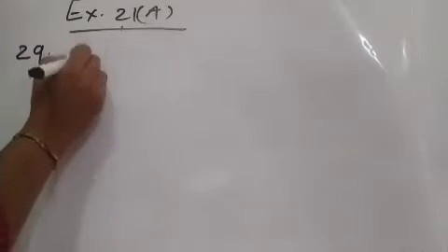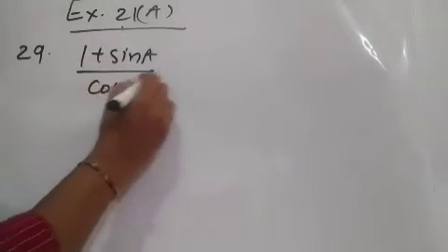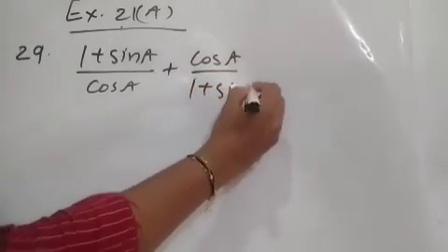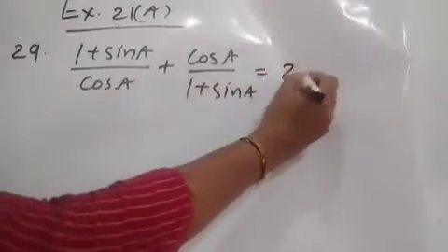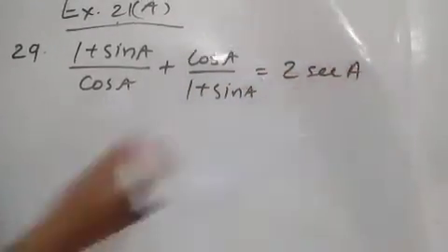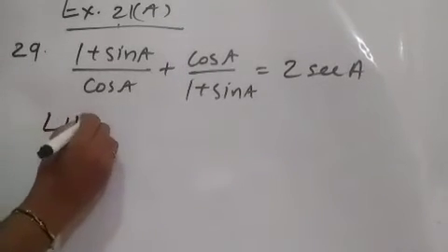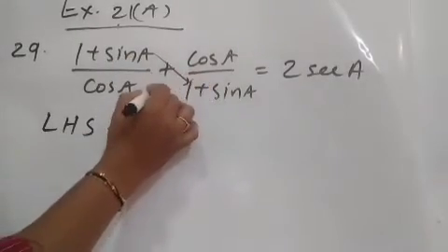(1 plus sin A) divided by cos A plus cos A by (1 plus sin A) is equal to 2 sec A. This is the identity to prove. How can we prove this? First we take the left hand side. LHS equals (1 plus sin A) into (1 plus sin A).